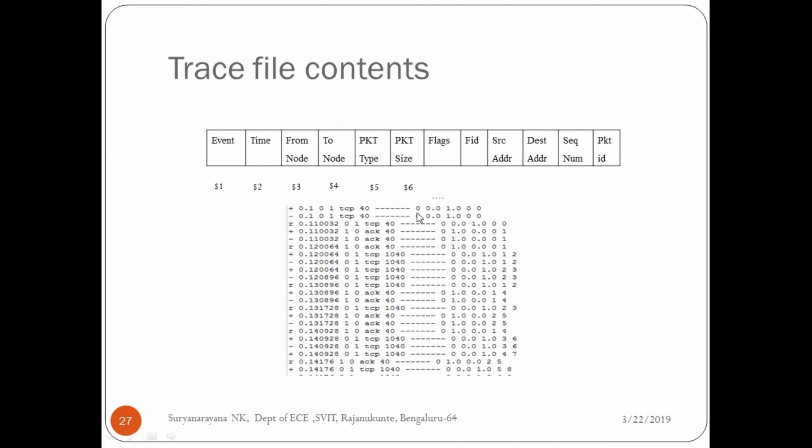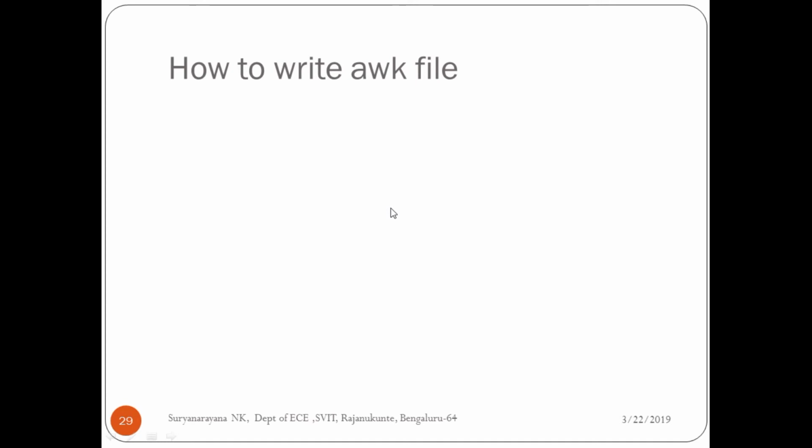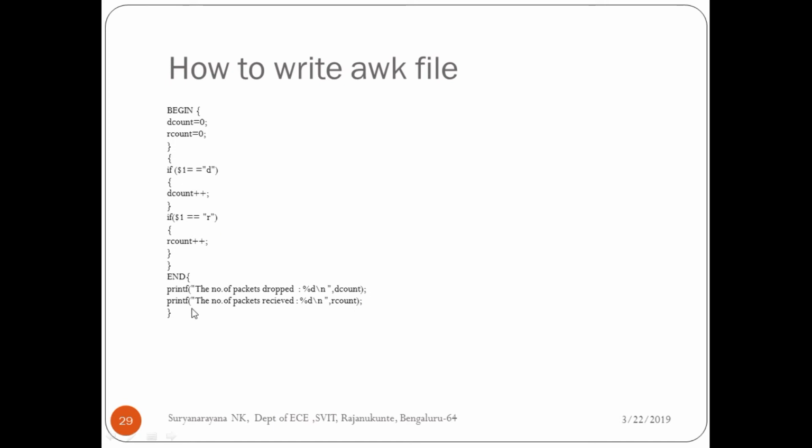Based on the content of this trace file, we can write an AWK file in order to get the network output. How to open an AWK file? Open terminal and type gedit p8.awk. Here p8 is the file name and awk is the extension of the AWK file. How to write an AWK file? An AWK file consists of three sections: begin section, then the condition section here, and then the end section.